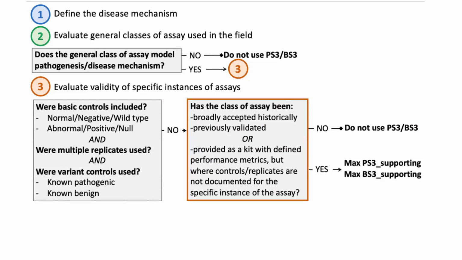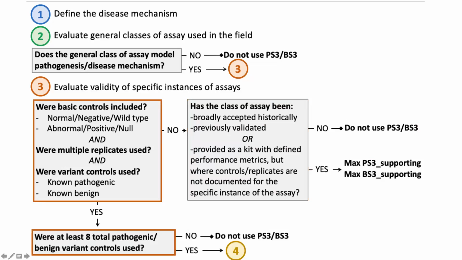So maybe a clinical lab tests enzyme activity, or you buy an FDA-approved kit, something like that, and the group that is using the kit has not demonstrated all of the validation that went into the making of that kit. Then you can still find some evidence at the level of supporting. But if it doesn't meet any of these criteria, then you don't want to be applying the PS3 or BS3 criteria.